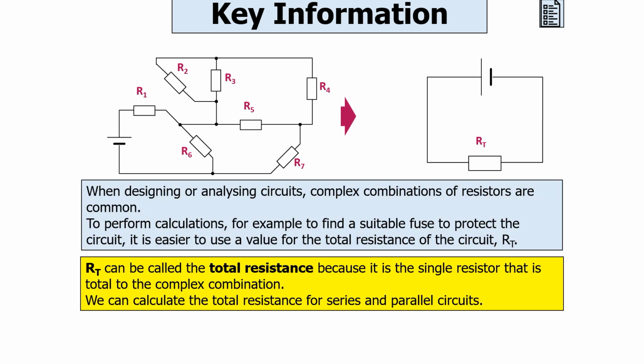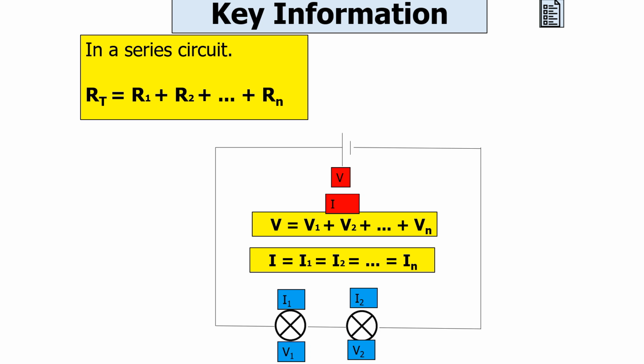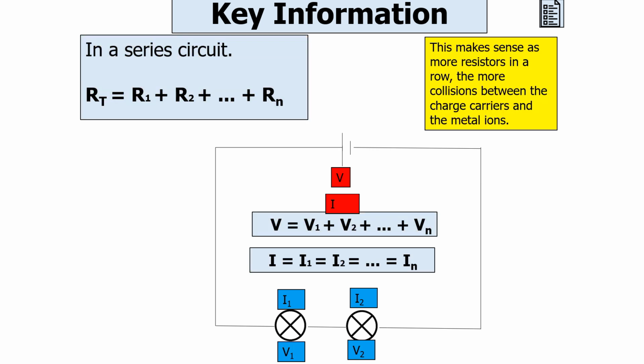The total resistance is the single resistor that is equivalent to that complex combination, and we can calculate the total resistance for both series and parallel circuits. In a series circuit, the total resistance is equal to R1 plus R2 plus all the other resistors in series. This makes sense as the more resistors in a row, the more collisions there are between the charge carriers and the metal ions, so the greater the impedance to the current, the greater the total resistance.